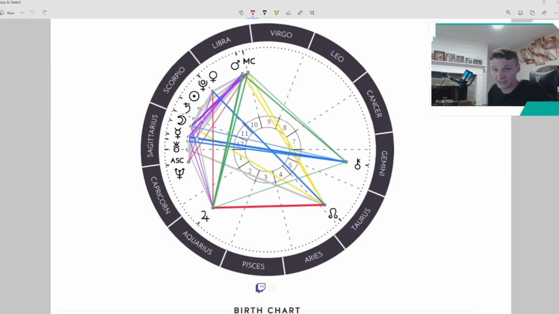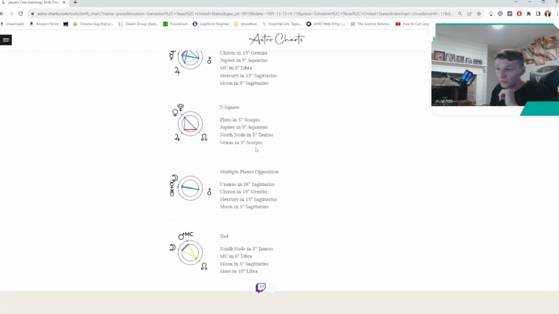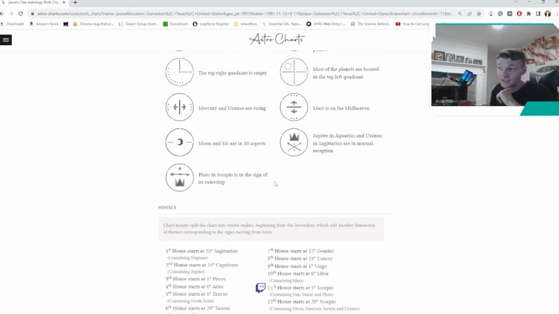Now, if you didn't have a stellium, you're going to want to look at houses with multiple planets, and you're going to see the number of aspects. Here's another thing. You want to know what planet has the most aspects. Now, the reason I use this specific astro chart is that my moon and my MC are in 10 aspects. Ten, so that's a lot of aspects. That's going to make my moon strong. And where's my moon? Sagittarius. So it makes Sagittarius really strong for me again.